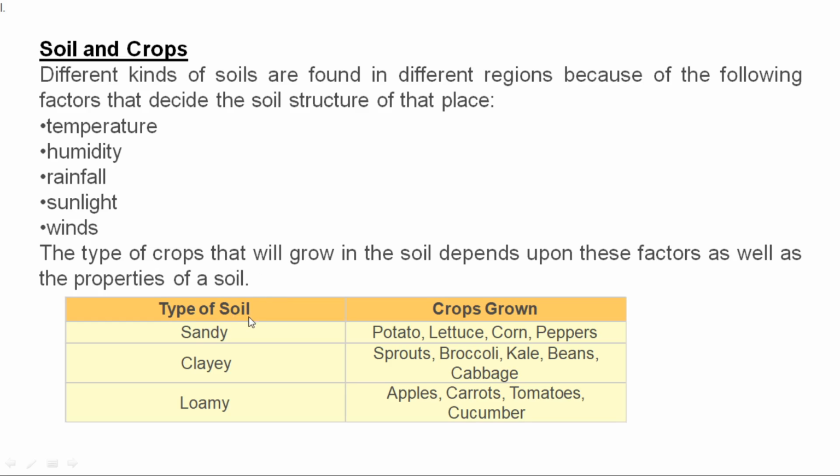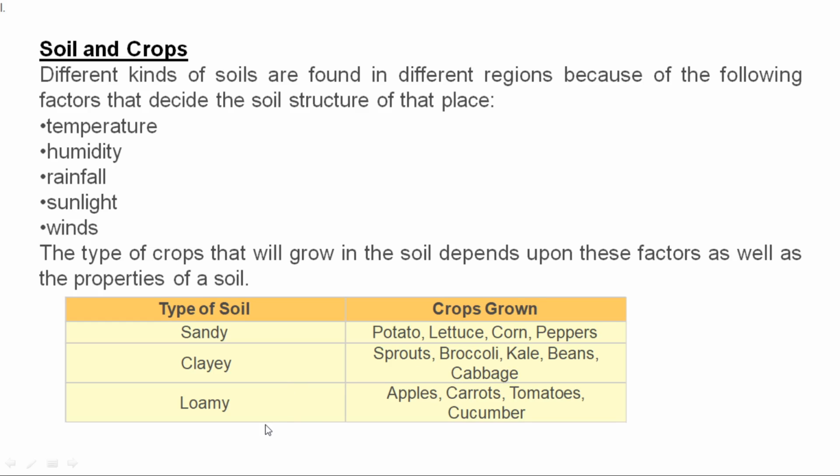Like in sandy soil. In sandy soil, which types of crops are grown? Potato, lettuce, corn, peppers. These are grown in sandy soil. Then in clay soil, you can grow sprouts, broccoli, kale, beans, cabbage.